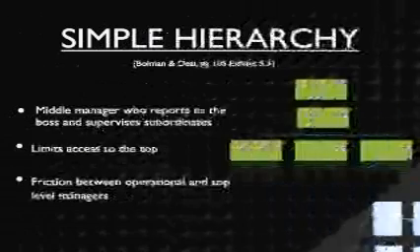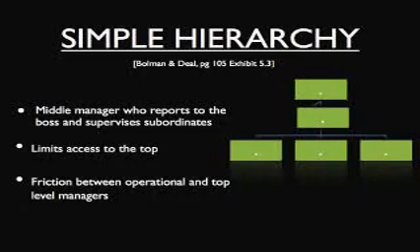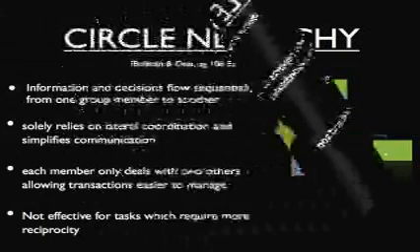Next is simple hierarchy. Simple hierarchy is a structure where there is a middle manager who is the only one who reports to the boss, and in turn supervises and communicates with others, and also supervises the subordinates. The structure further limits access to the top and creates friction between the operational and top-level managers.